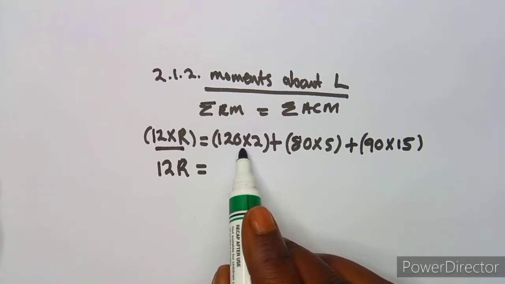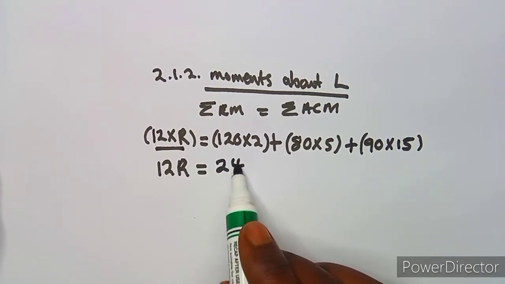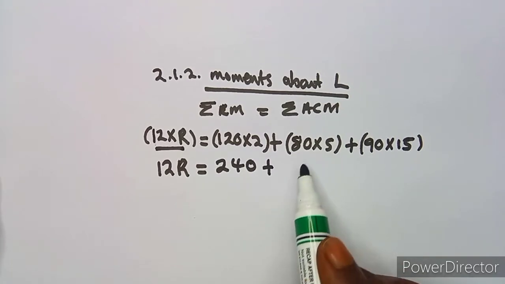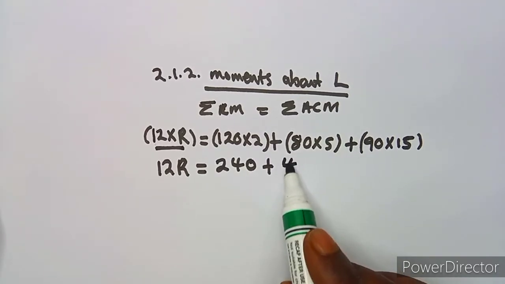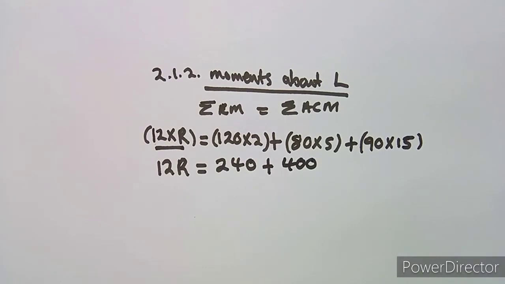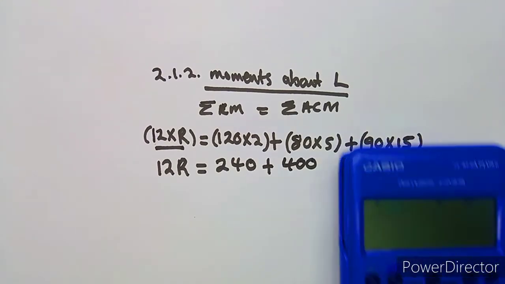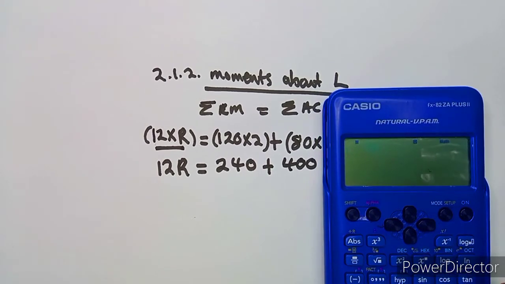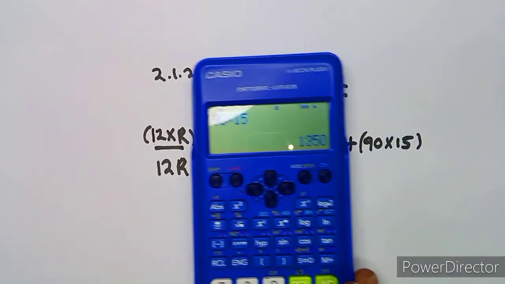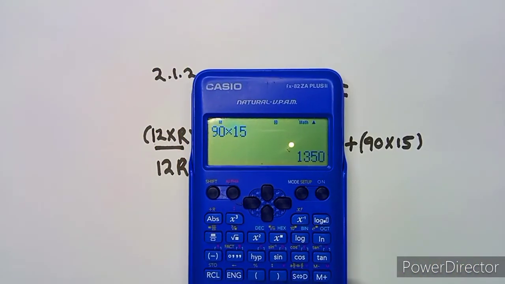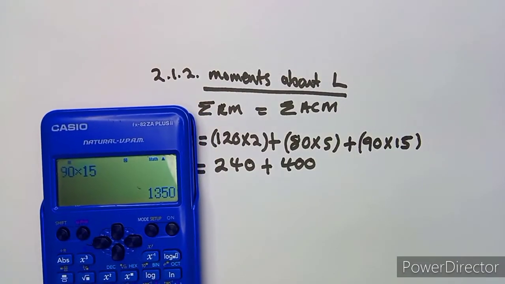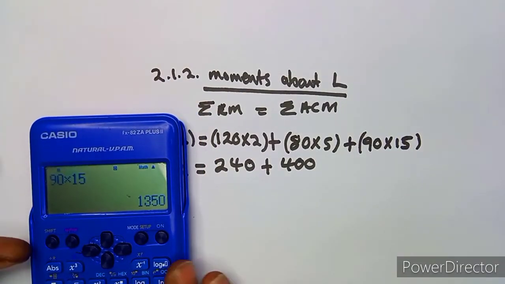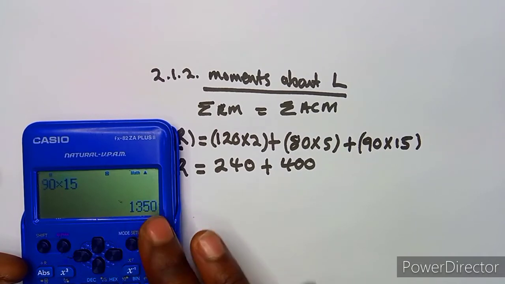You multiply 120 by 2 on your calculator, you obtain 240, plus 5 by 80, which is 400. Now, maybe if I can put it aside here, 90 by 15. I don't know if it is going to be clear. That's 90 by 15. Look how it is affecting the display, so that's why I'm not showing this side of the calculator. Yeah, this side is fine, so you can see properly here. So it's 1,350.